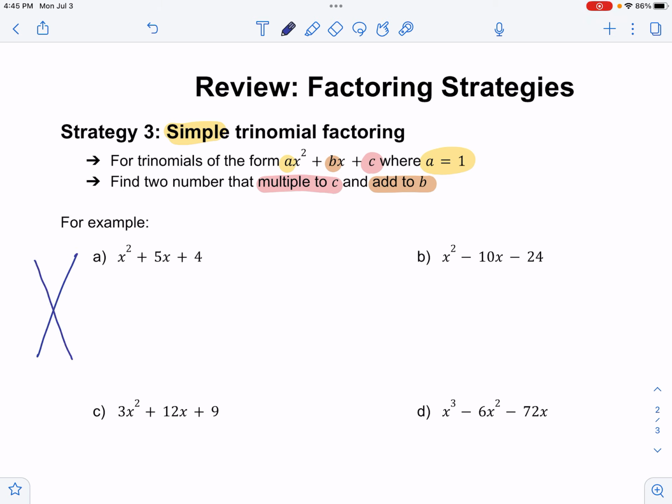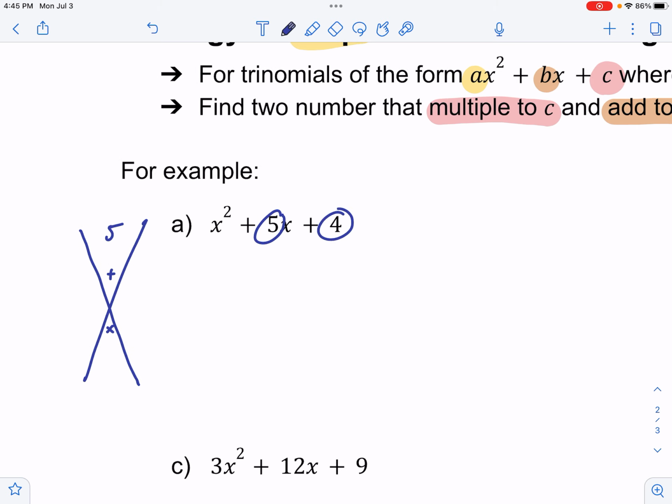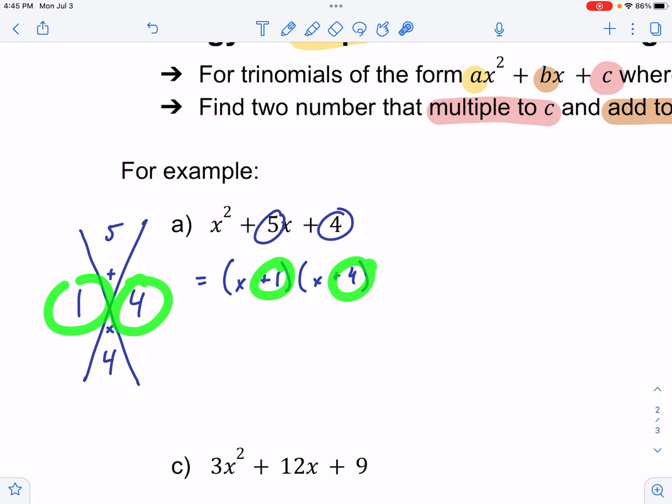So I draw this giant X and I say, well, on top, I know that the two numbers I need to help me factor need to add to this middle number of 5, and they need to multiply to this last number of 4. In this case, the two numbers that add to 5 and multiply to 4 are 1 and 4. So I can go ahead, create my two brackets. And the two factors that I just found, 1 and 4, are placed within the brackets.